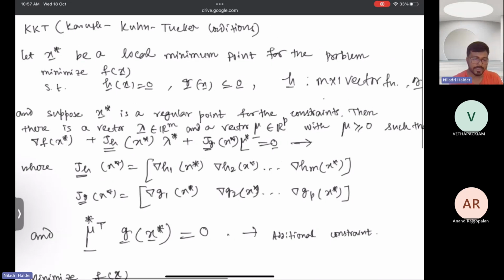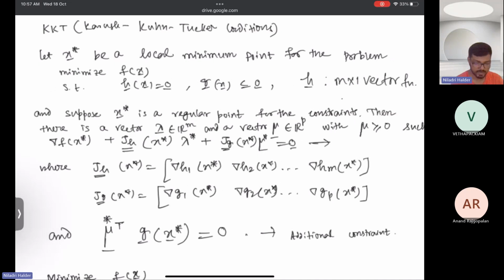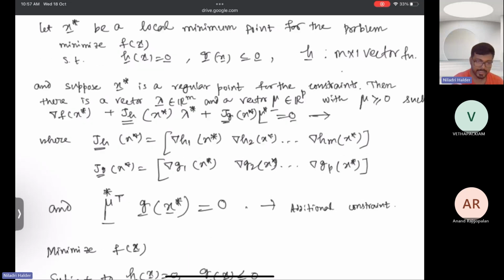Then gradient of f(x star) plus Jh(x star) lambda star plus Jg(x star) mu star is equal to 0. That is the KKT equation, one equation, where Jh and Jg will be gradients of all the h's and all the g's. Then Jh will be a matrix which will take gradient of h1, gradient of h2, gradient of h3, up to gradient of hm, and Jg also the same way. So this is one equation in the KKT condition.